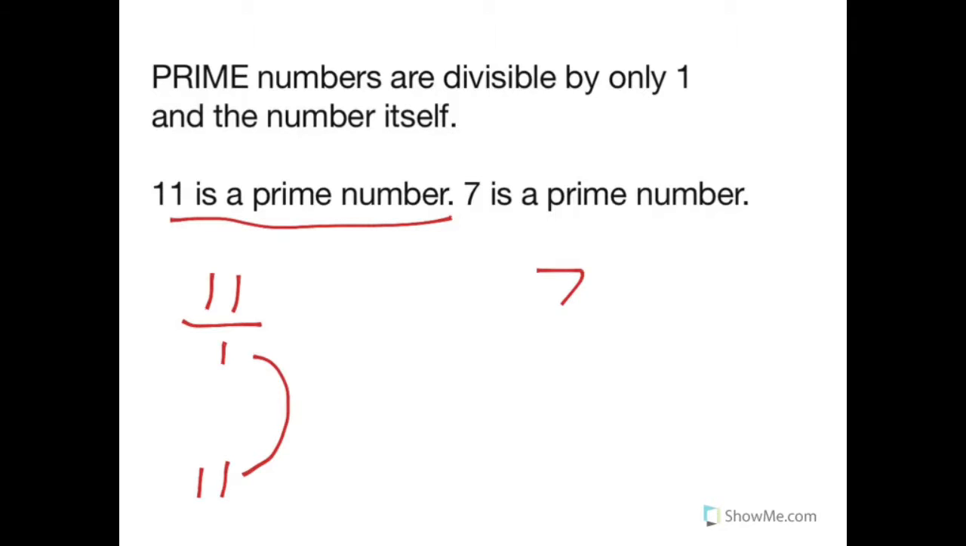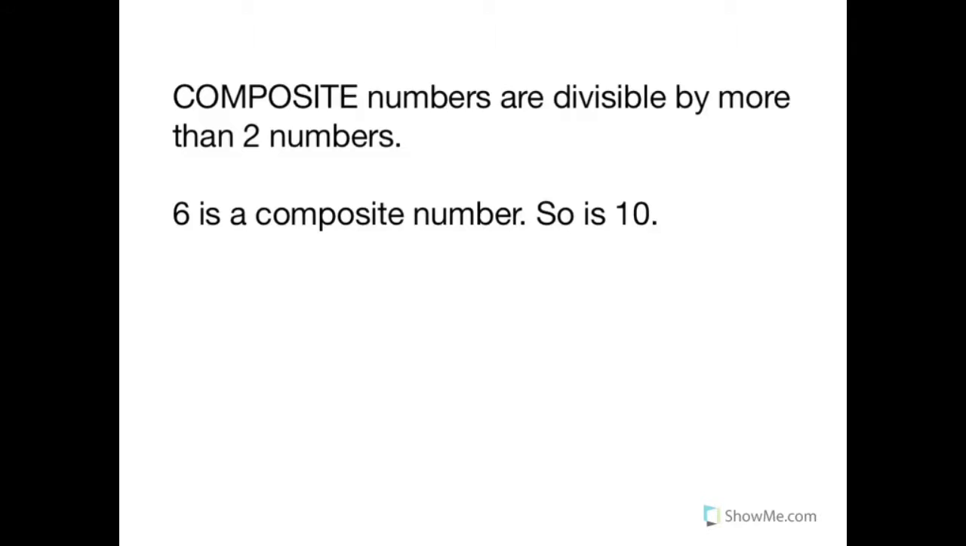Okay, 7, also a prime number. 7 divided by 7 is 1, but 7 divided by 2 is 3.5. 7 divided by 3 doesn't work, 7 divided by 4, divided by 5, divided by 6, none of them work. None of them give you a whole number. So those are just two examples of prime numbers.